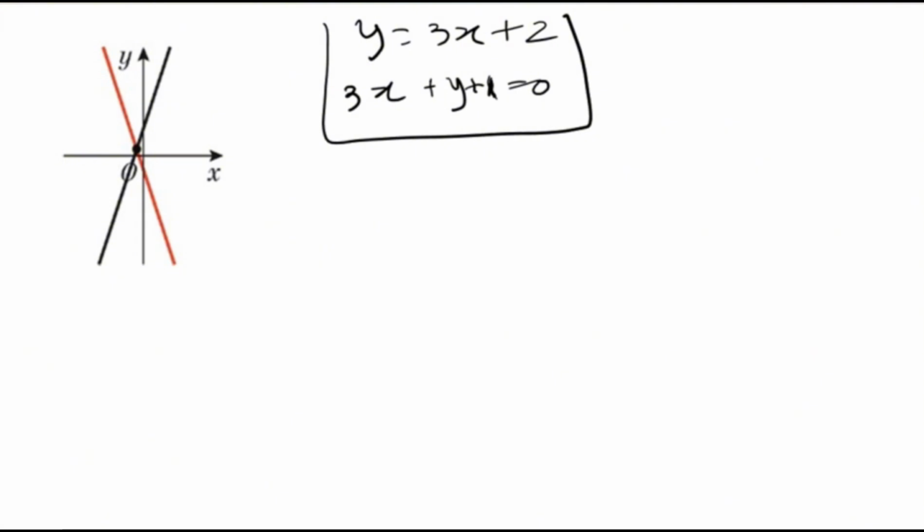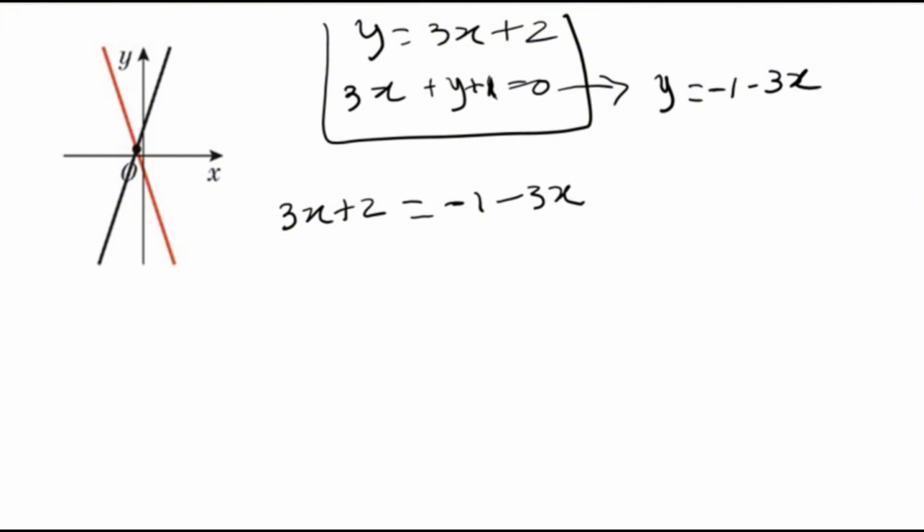Now we have to find the intersection point. So for that, first I have to rearrange the equation as y equals. So y is equal to minus 1 minus 3x. This is already in terms of y, so it's fine. And then I have to equate these two equations. So I can write it like that: 3x plus 2 is equal to minus 1 minus 3x.